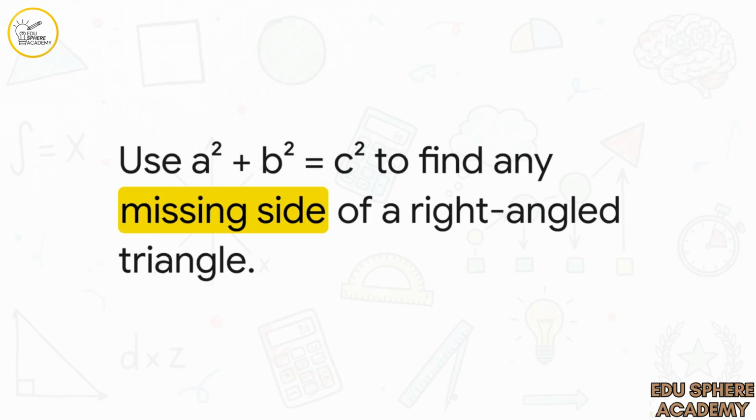If you need the hypotenuse, C, you add. If you need a shorter side, like A or B, you simply subtract. It's an essential tool you're going to use across almost every geometry question you face.